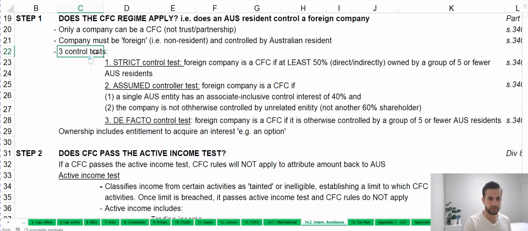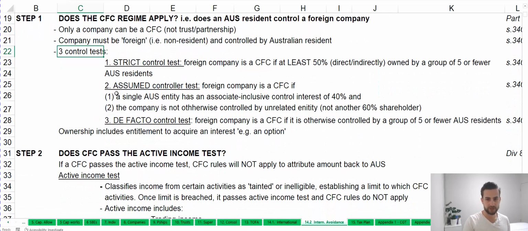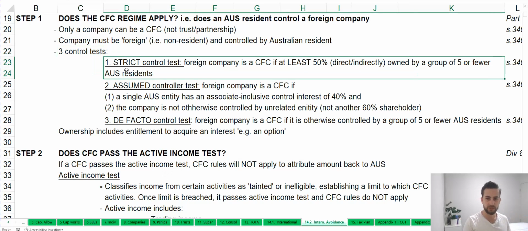And then finally, there are 3 control tests. So there must actually be that control in the arrangement. So how do you define control under the CFC regime? Well, there's a few tests, and if you don't satisfy the first one, you move on to the second one. If you don't satisfy the second, you move on to the third one, and so forth. So the first test is, do you own more than 50% of this foreign company? And the ownership is 5 or less Australian residents.